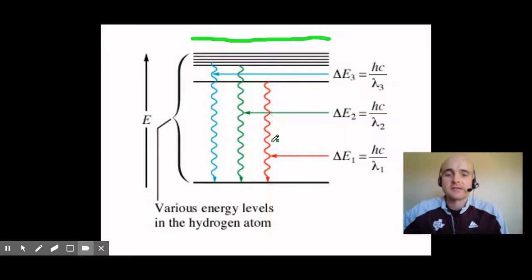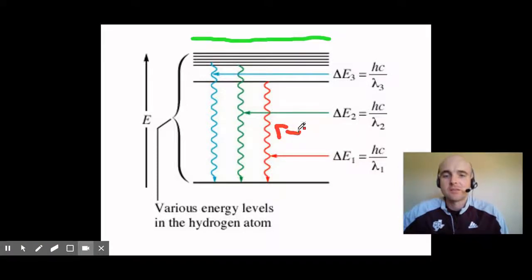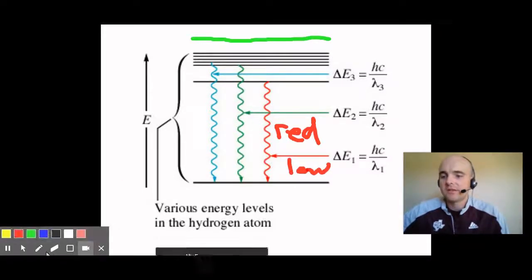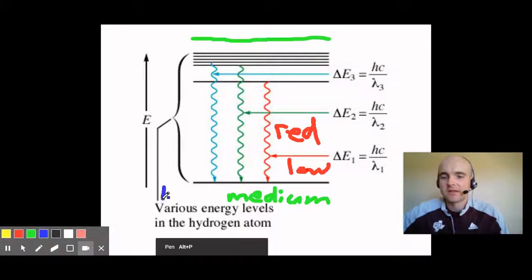So this has a lower energy. That would be why it's red, because it has a lower energy. So it's low. And then this one has a medium energy. That's why it's green. So this one is medium. And then the blue one is going to be a higher energy. So that's why it's higher.